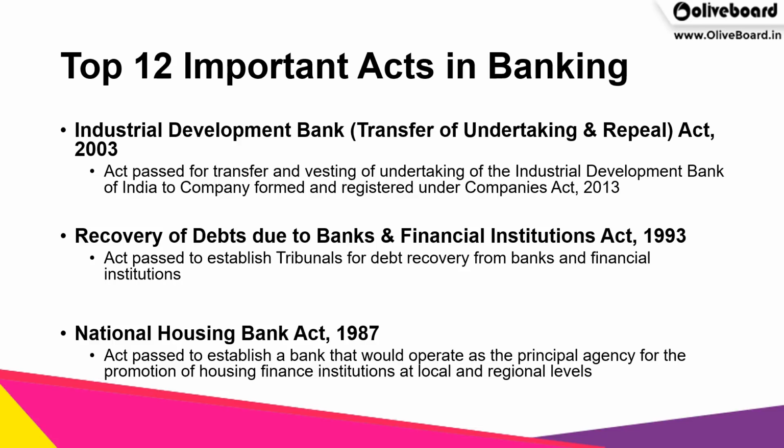The last act that we are going to talk about in this video is the National Housing Bank Act 1987. This act was passed in 1987 to allow for the creation of a bank that would operate as a principal agency to promote housing finance institutions both at the local and regional levels.